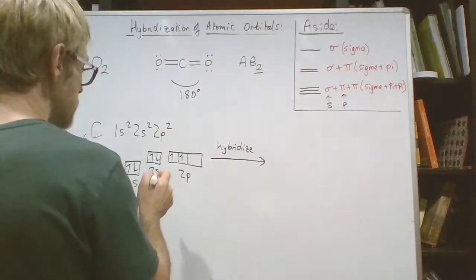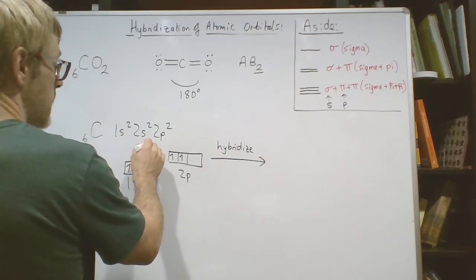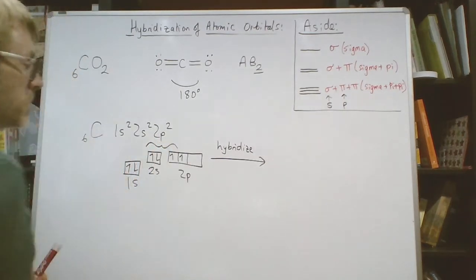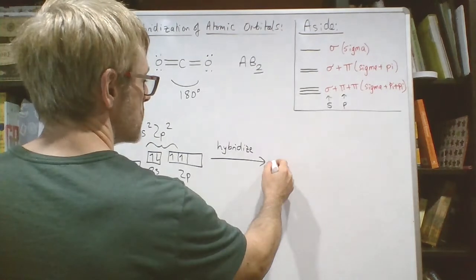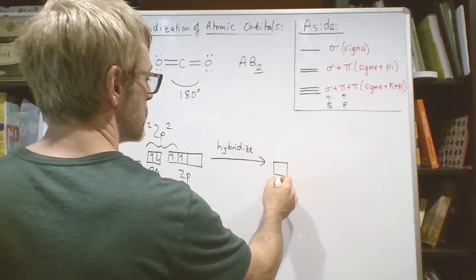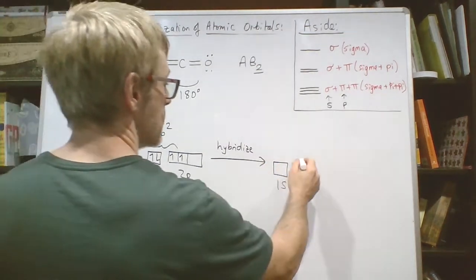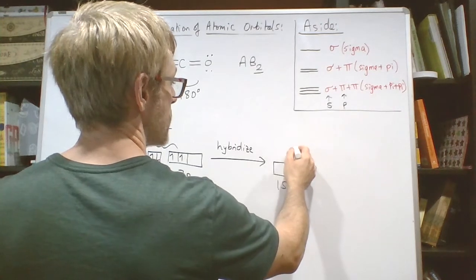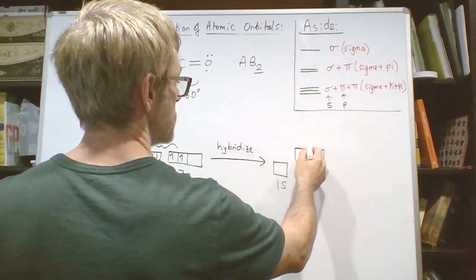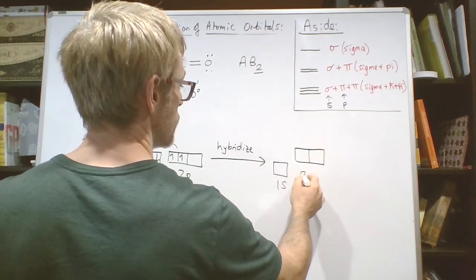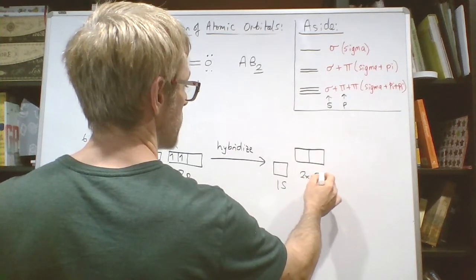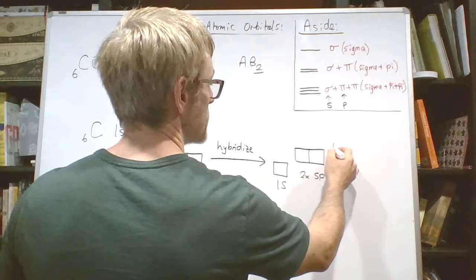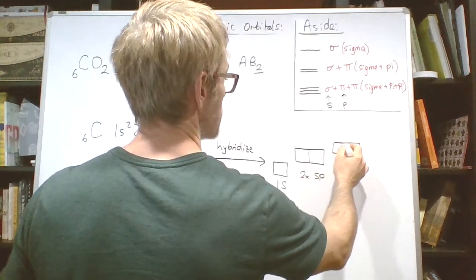So I just need to hybridize the s with only one of the p's. So I'm going to get my 1s unhybridized. My 2s and one of the 2p's are hybridized to give me 2 lots of sp hybrids. But then I still have 2 unhybridized p's.